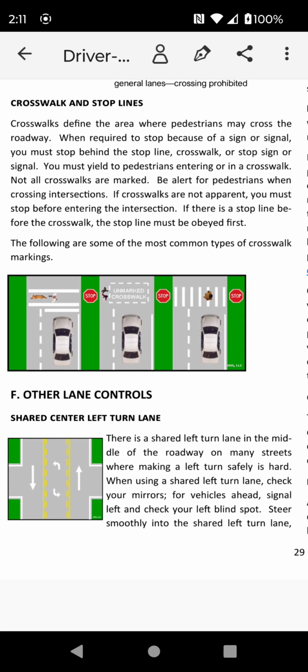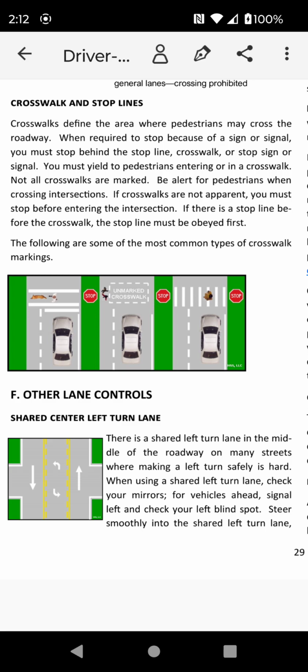That'll be safe. So, crosswalks and stop lines. Crosswalks define the area where pedestrians may cross the roadway. When required to stop because of a stop or signal, you must stop behind the stop line, crosswalk or stop sign or signal. You must yield to pedestrians entering or in a crosswalk. Not all crosswalks are marked. Be alert for pedestrians when crossing an intersection of crosswalk or are not apparent, but you must stop before entering the intersection. Wow, I just got tongue twisted, huh?